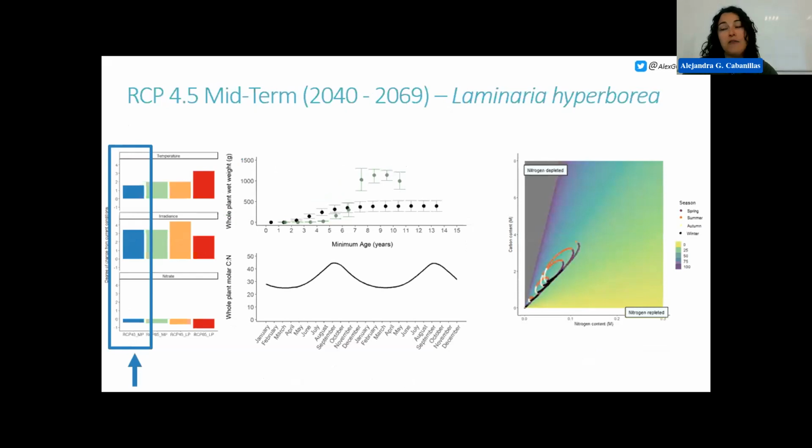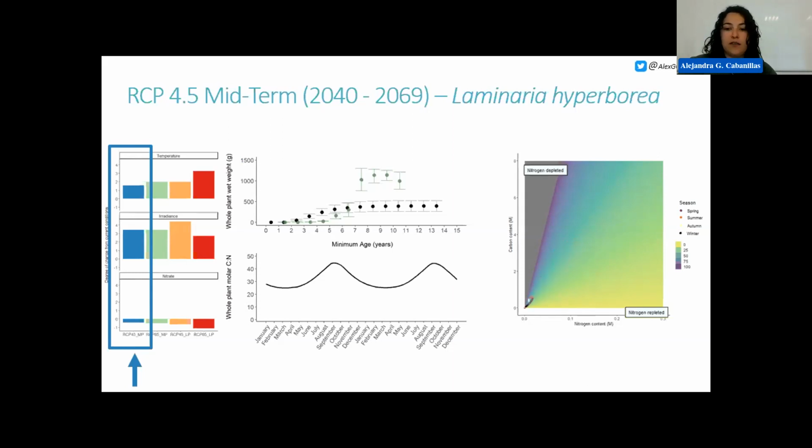So how is climate change going to affect Laminaria hyperborea in Scotland? These simulations were done for 3 meters, once we were confident the conditions were being accurately represented. Here I'm showing you the RCP4.5 simulations that are described by the Intergovernmental Panel on Climate Change, the IPCC, as a moderate scenario in which the emissions peak around 2040 and then decline. Here we're showing you the midterm effects, so this was for 2040 to 2069.